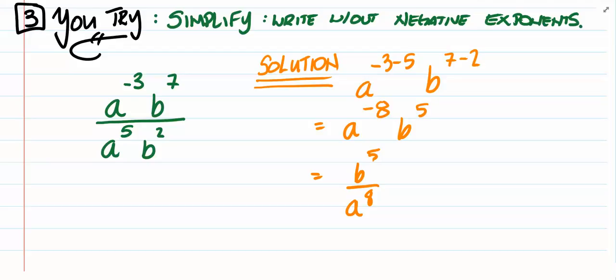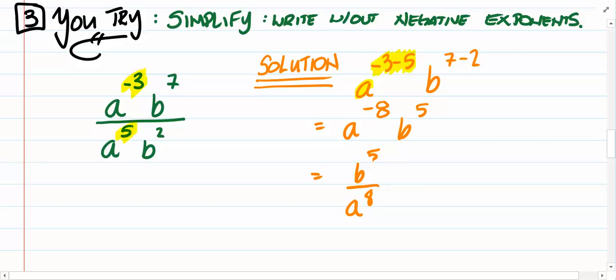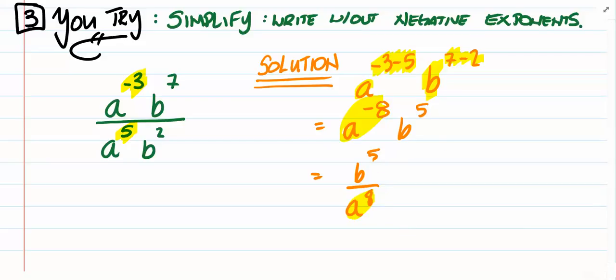If not, we begin by taking the base of a and subtracting negative 3 minus 5, because I have negative 3 over here, minus 5 in the denominator, multiplied by b to the 7 minus 2. And so negative 3 minus 5 is negative 8. 7 minus 2 is 5. So because I have an a to the negative 8th, it's going to move to the denominator of my fraction. So the solution should be b to the 5th over a to the 8th.